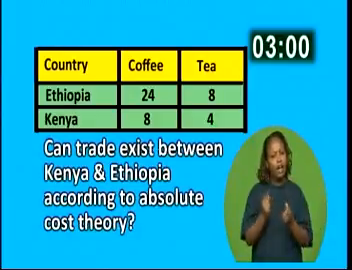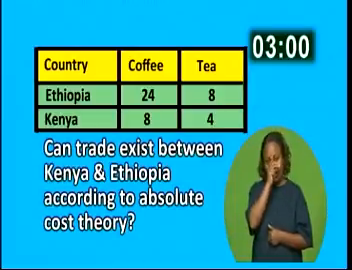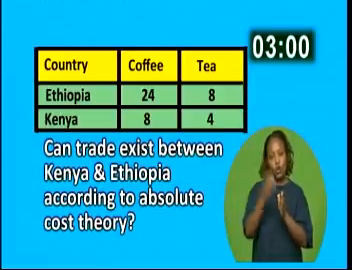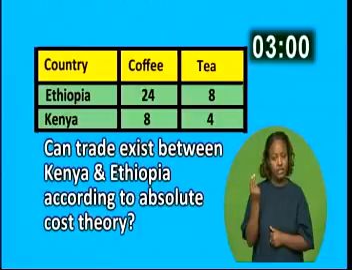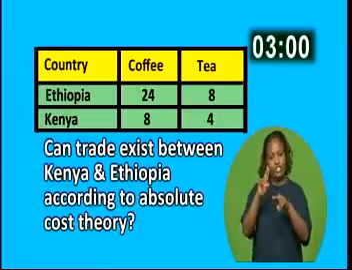Students, can trade exist between Ethiopia and Kenya according to absolute cost advantage? Discuss with the student sitting next to you.